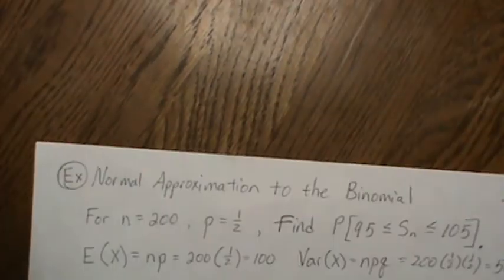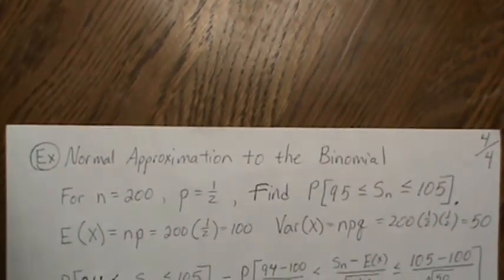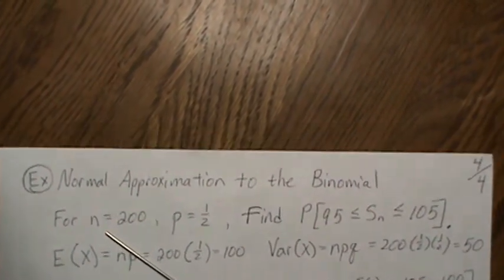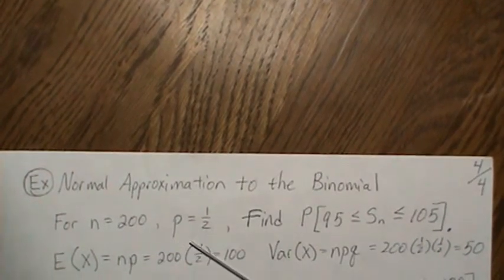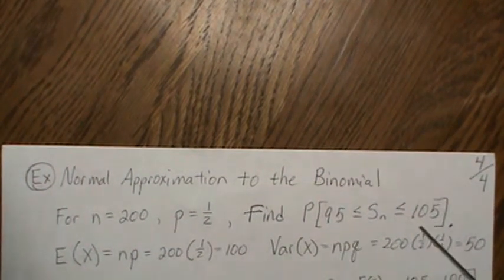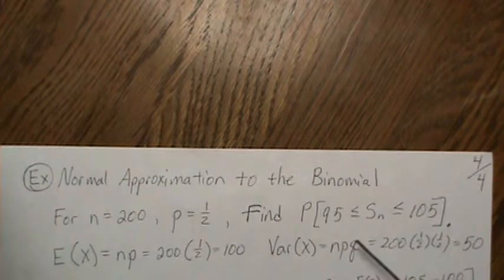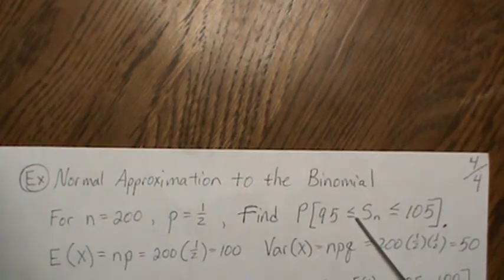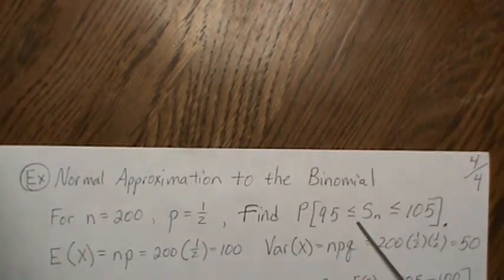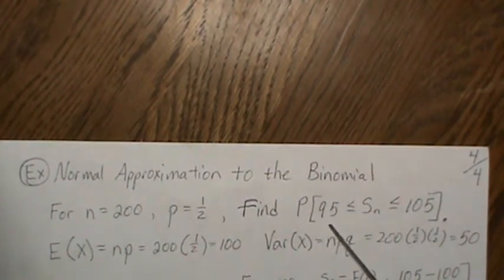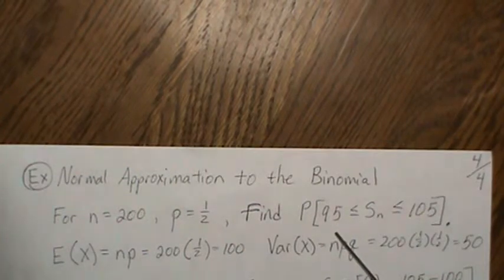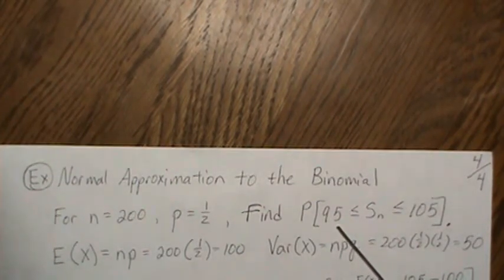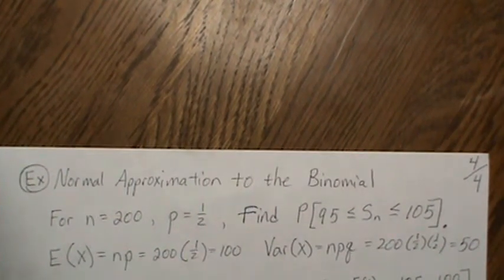So let's look at an example, a normal approximation to the binomial. Let n be 200 and p be a half, and we want to find this probability. Now notice that there's an equal to sign, so we need to take that away. So we could say Sn is strictly greater than 94 instead of greater than or equal to 95, and that's what we have to do in this problem.